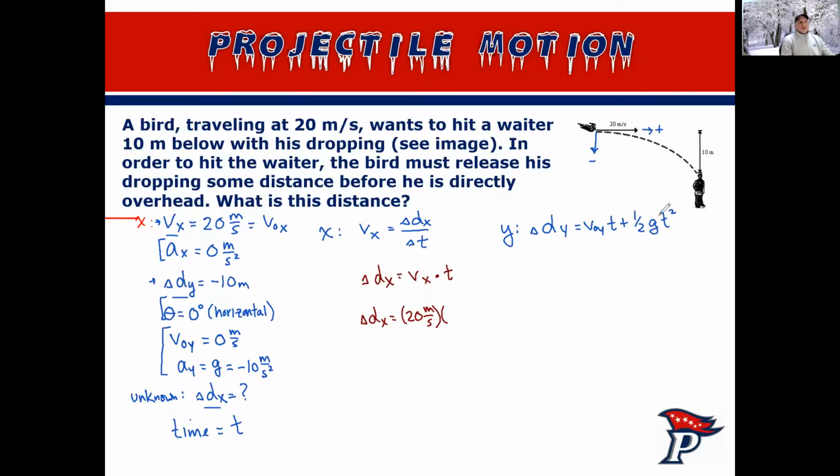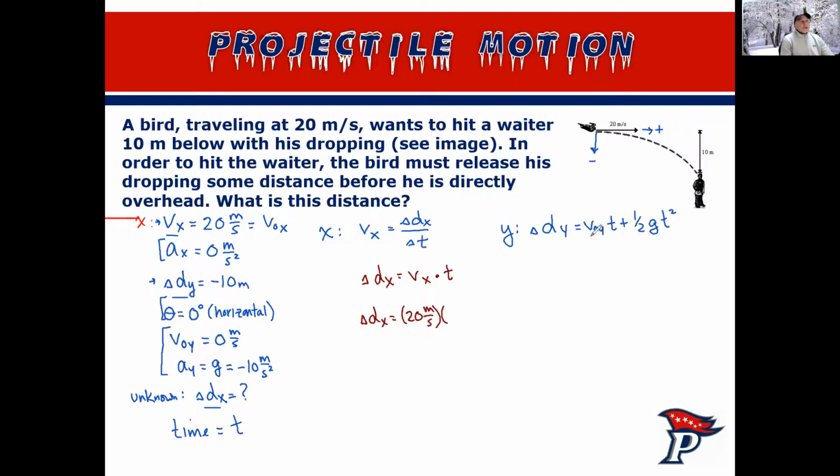This is why we're going to use the y equation to find time. And this is how every problem goes whenever time is not given. If your unknown is this or this, then you're going to have to use this equation to find time first. If your unknown is dy, then you're going to have to use this equation to find time first so you can plug it in over here. So you're going to have to use a combination of the two equations.